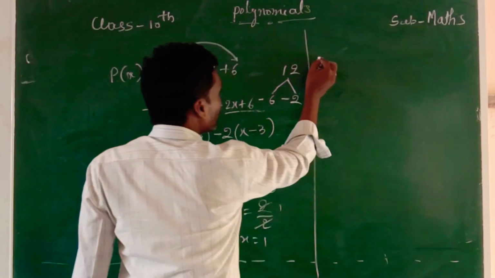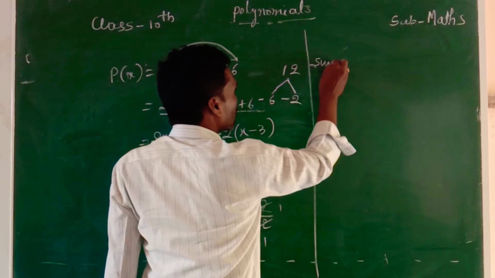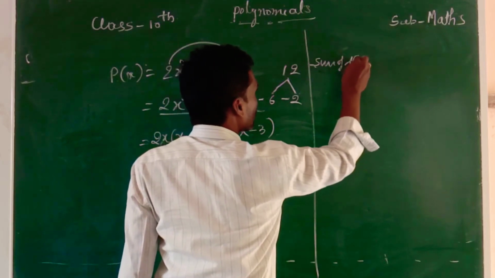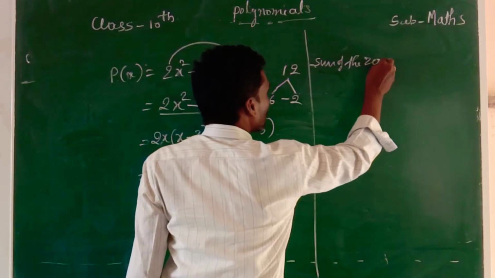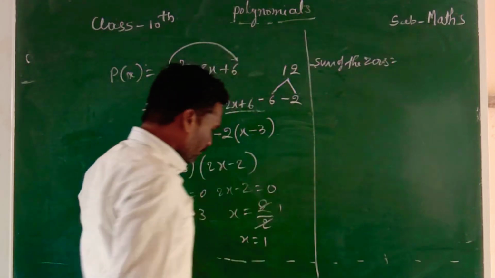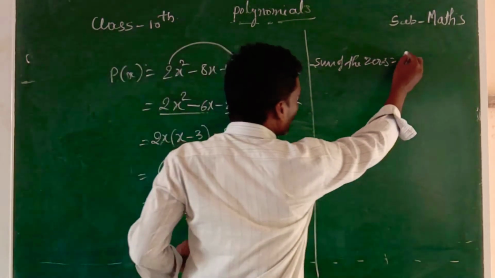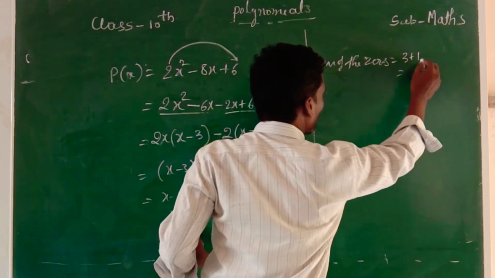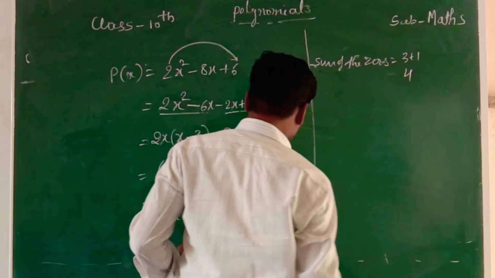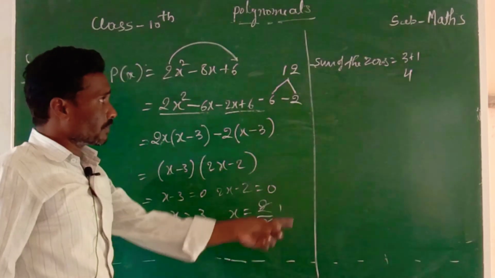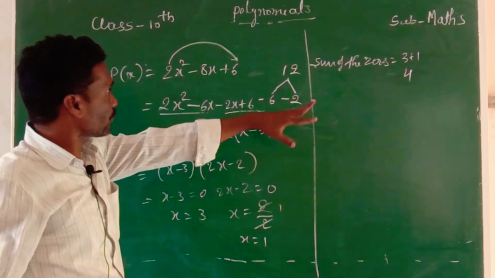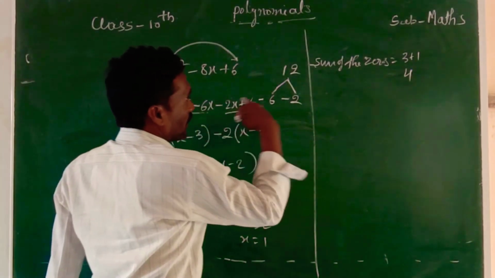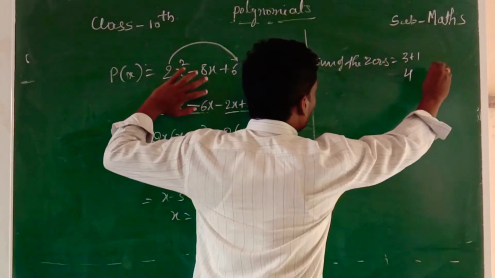Let's see the sum of the zeros. What are the zeros? They are 3 and 1. So the zeros of the polynomial are 3 and 1, and 3 plus 1 is 4. Now this is the sum of the zeros.